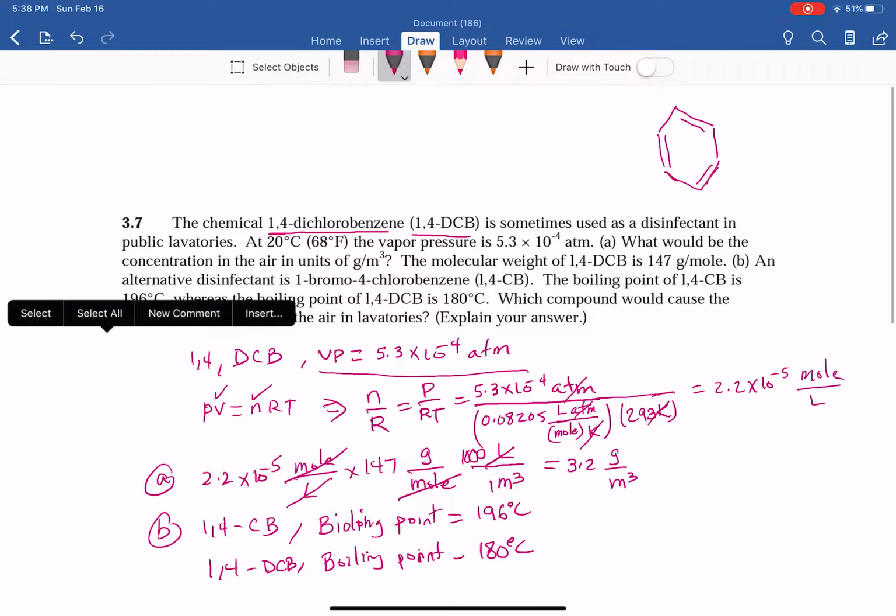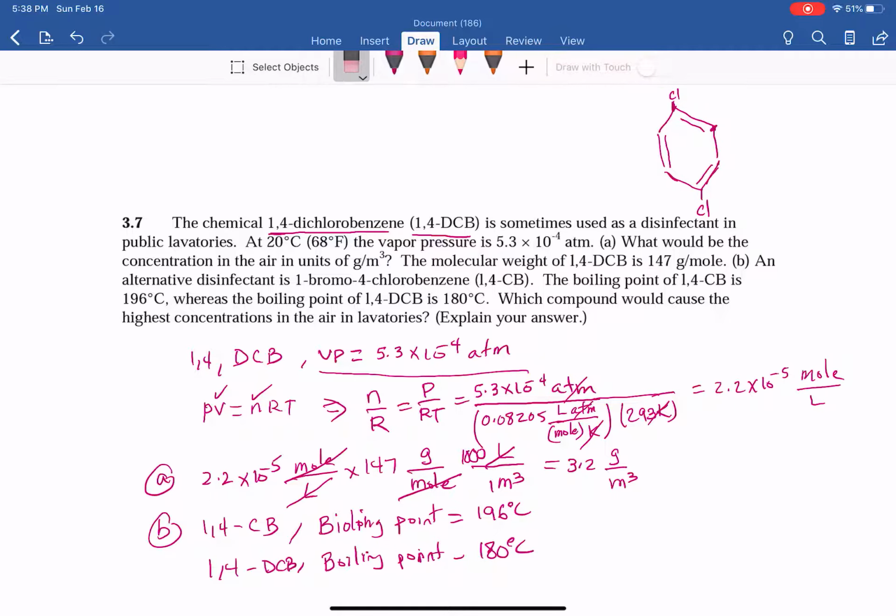When you say 1,4, this is point 1. So at point 1, there is a chlorine because it is dichloro. 1, 2, 3, 4. So here, 1,4, point 1 here, up. Okay, and there is a benzene ring, with double bonds here. So 1, 2, 3, 4. So 1,4, because the chlorine adds at 1,4.